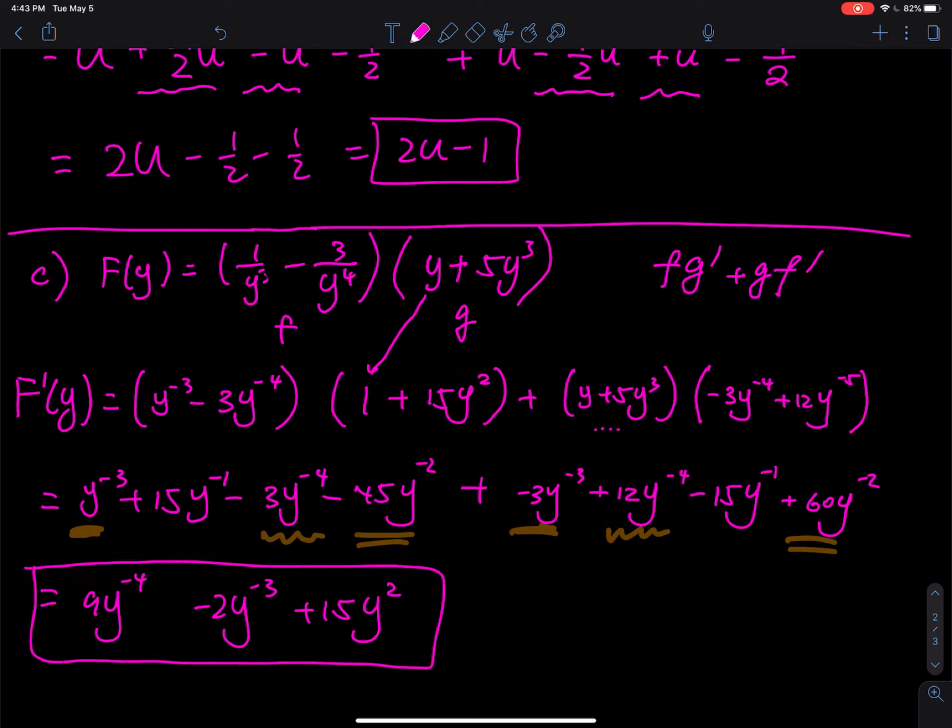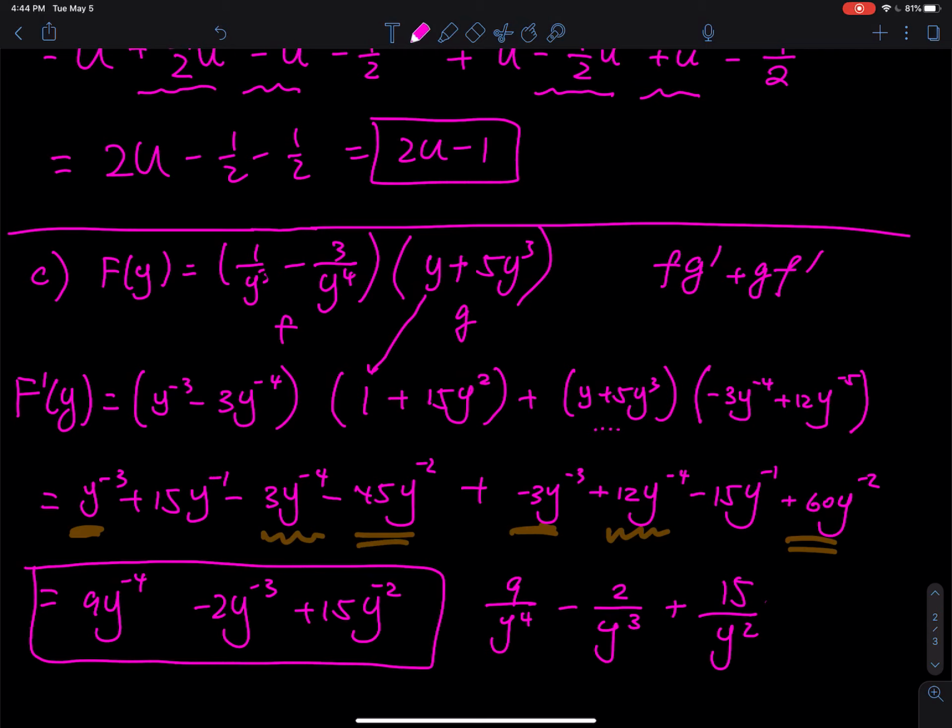Some textbook might want you to do this. 9 divided by y to the fourth minus 2 divided by y to the third plus 15 times y squared. They have negative 2, right? Okay, they have negative 2. So that will be 15 divided by y squared then. Okay.